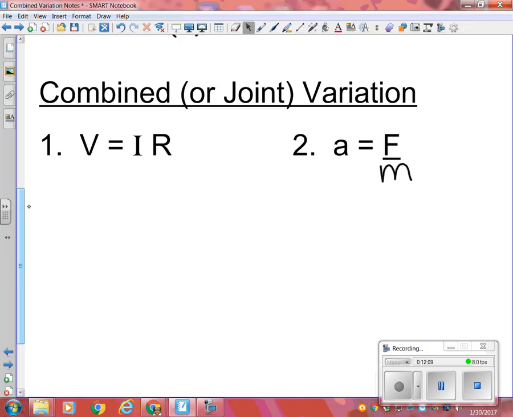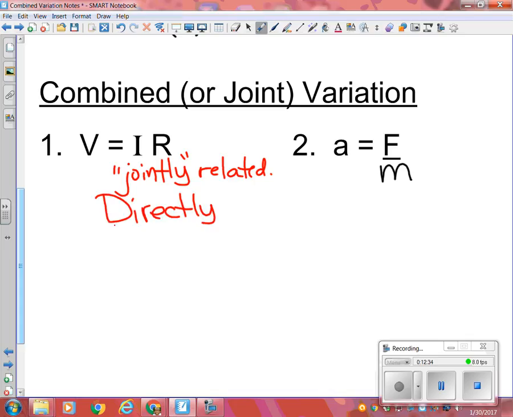Okay. This describes Ohm's law. How many letters do you see? 3. So this is now what we call combined or joint variation. This one is actually jointly related. Write that down on your paper. All right. Jointly related is another word that always means directly related. If it's inverse, they have to specifically say inversely related. So if they don't use the word inverse, you assume it's always direct. It's kind of like a default setting.